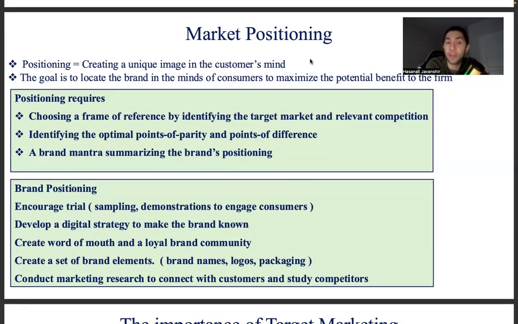And also having a set of brand elements, which is brand names, logos, and also packaging, will be really important for the customers to remember you and also resonate with you. And conducting marketing research will help you to connect with these customers and also study your competitors, be able to find out your point of difference and also beat all of them in the market.